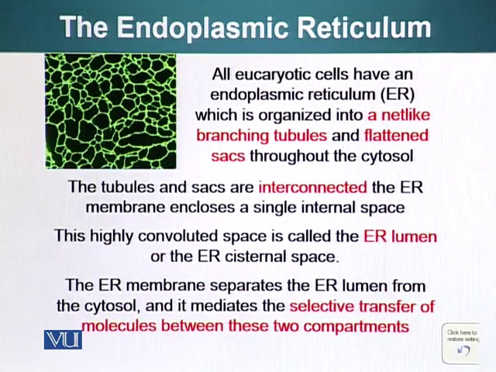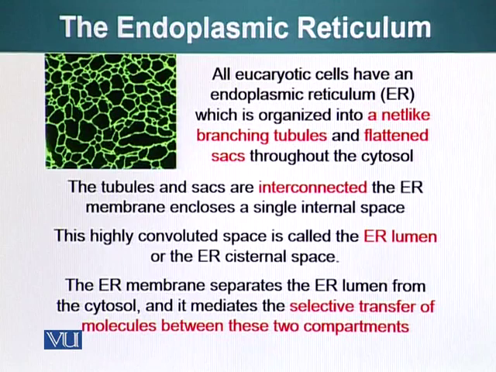I would like to re-emphasize that all eukaryotic cells have abundant endoplasmic reticulum, which is organized into net-like branching tubules and flattened sacs throughout the cytoplasm. Here you're looking at an immunofluorescence micrograph highlighting the network of endoplasmic reticulum in the cell. The tubules and sacs are interconnected, so the entire ER space is interconnected, sort of a labyrinth inside the cell. This highly convoluted space is called the ER lumen or ER cisternal space.